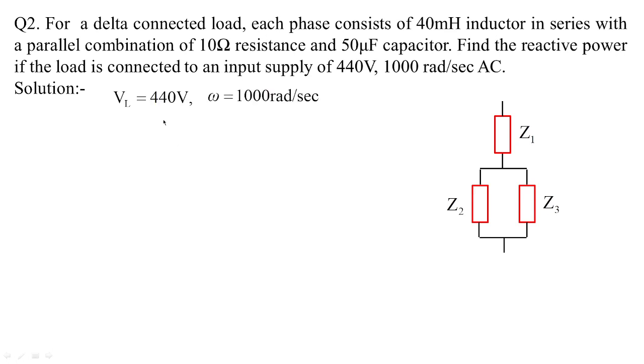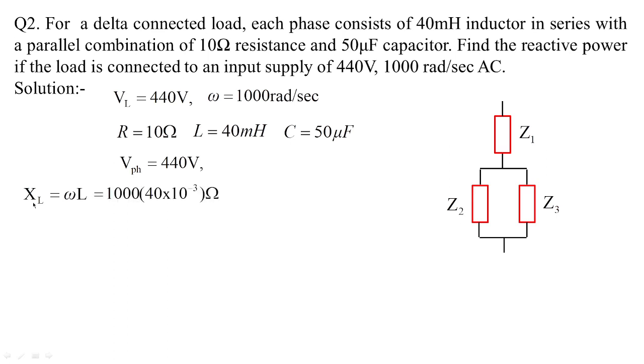Okay, so the data given is the input voltage VL, which is 440 volts, omega is 1000 radians per second, inductor value is 40 millihenries, resistance value is 10 ohm, capacitance value is 50 microfarads. With this I can get the value of inductive reactance, which is equal to omega L. So directly we are substituting the angular frequency value, that is 1000, multiplied by L, that is 40 millihenries. So I'm going to get the value of XL, which is equal to 40 ohms.